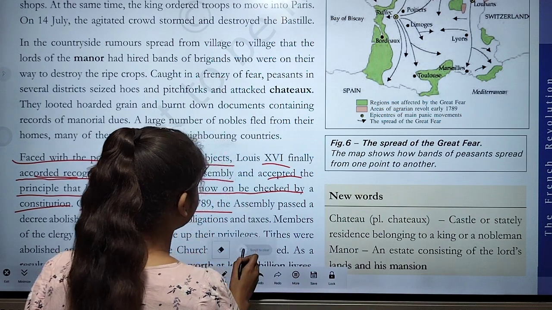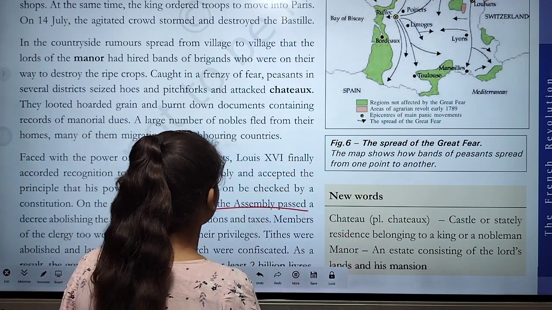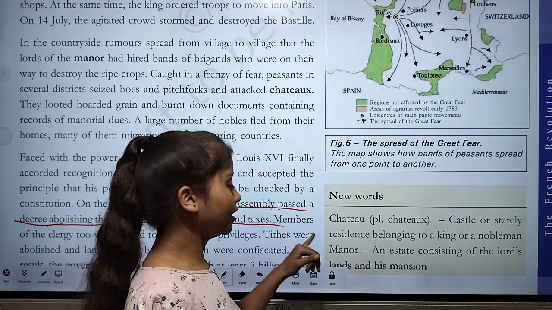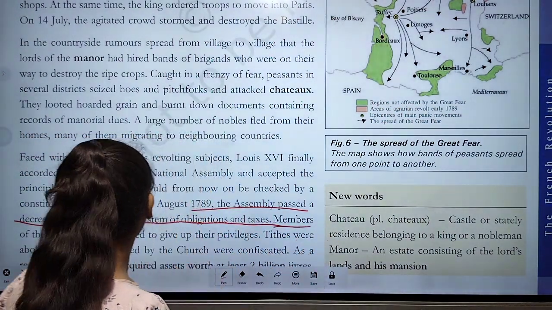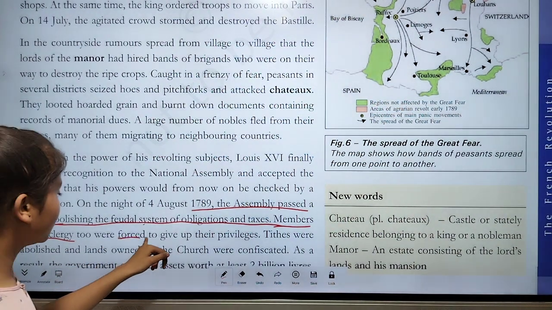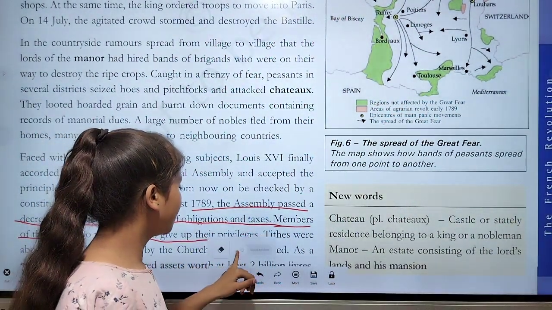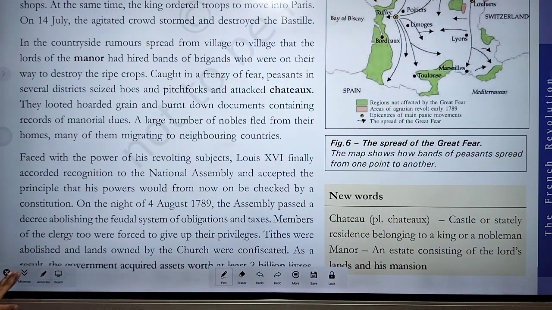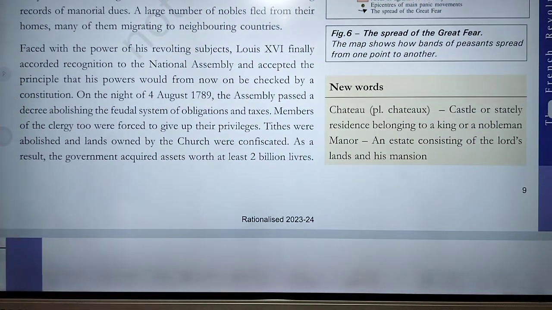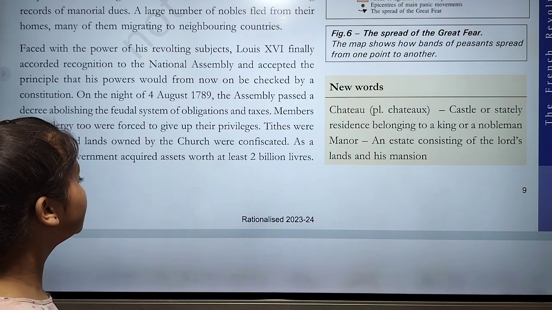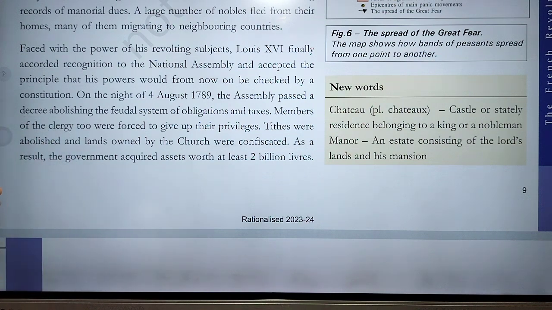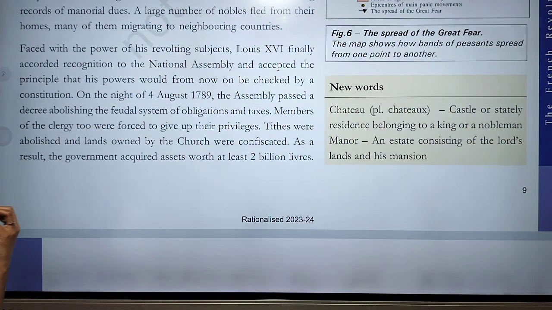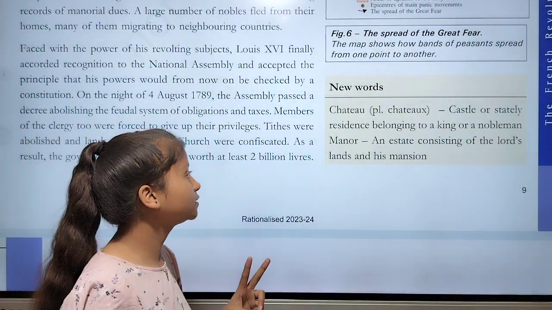On the night of 4th August 1789, the Assembly passed a decree abolishing the feudal system of obligations and taxes. Members of the clergy too were forced to give up their privileges. It means the clergy members were forced to give up their privileges, tithes were abolished and lands owned by the church were confiscated. As a result, the government acquired assets worth at least 2 billion livres.